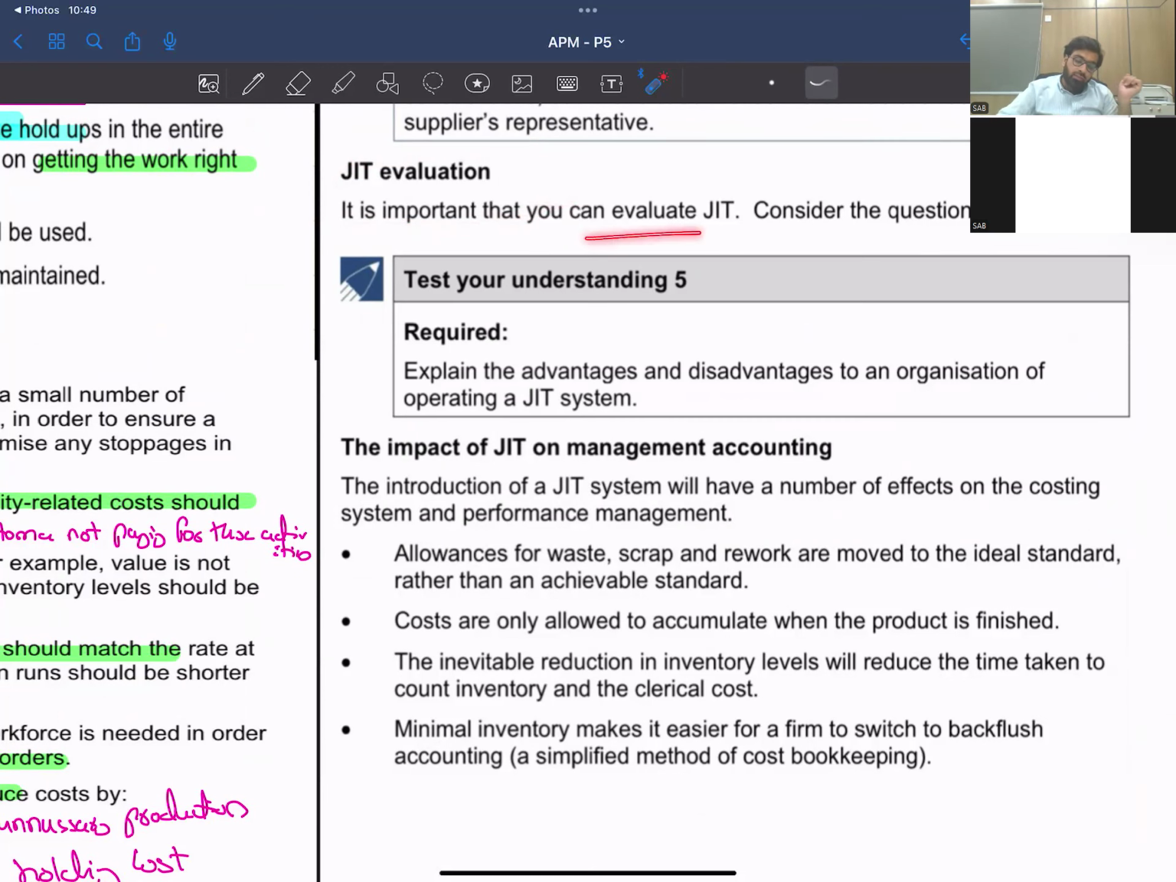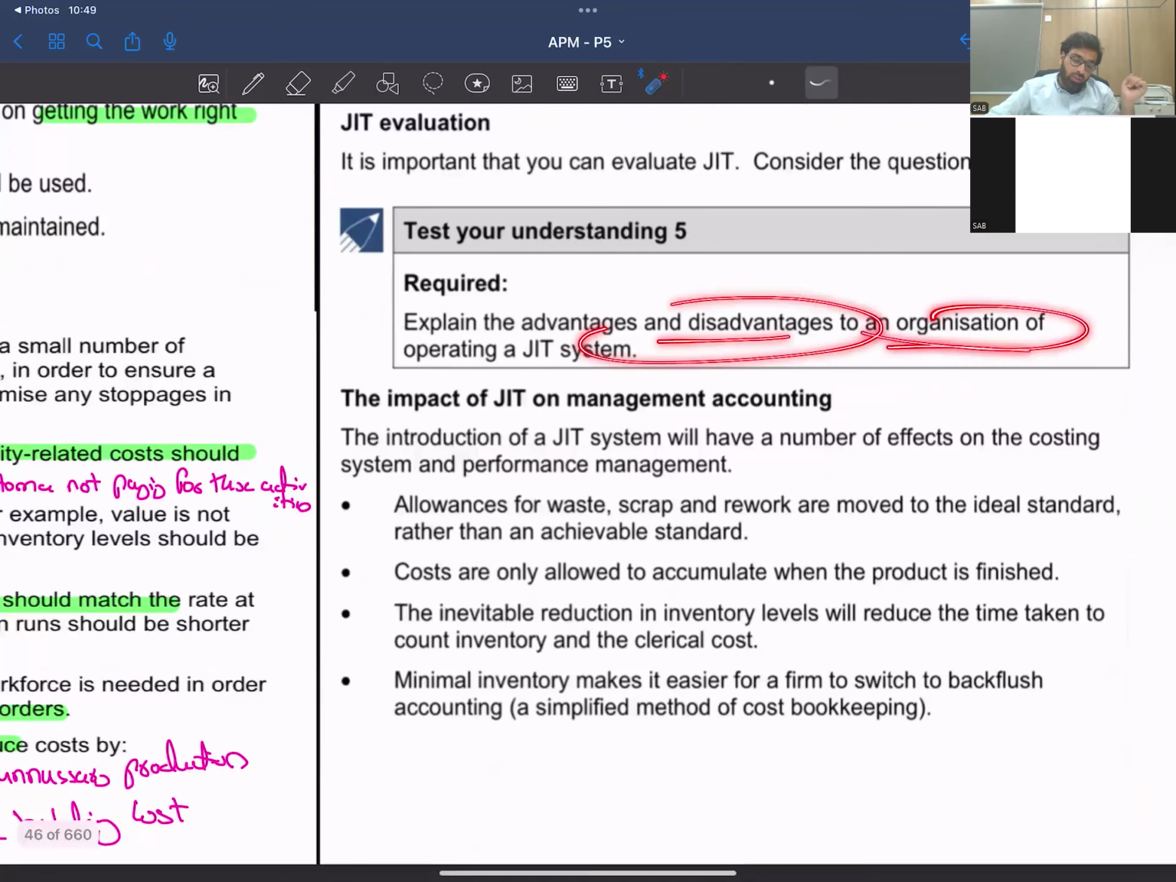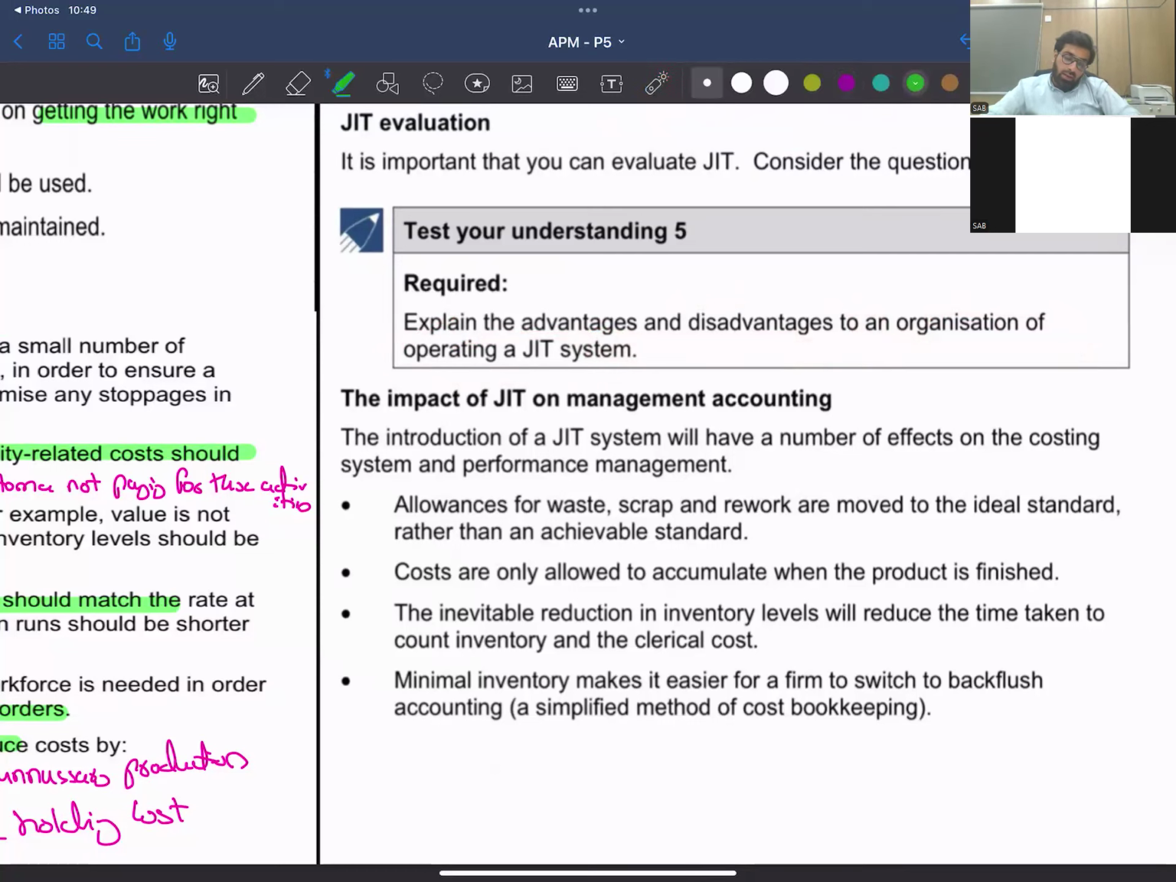Now it's important that you can evaluate JIT and explain the advantages and disadvantages to an organization. What's JIT's advantage? It's simple, it will have a number of effects on the costing system and performance measurement, right? What are the advantages, guys?